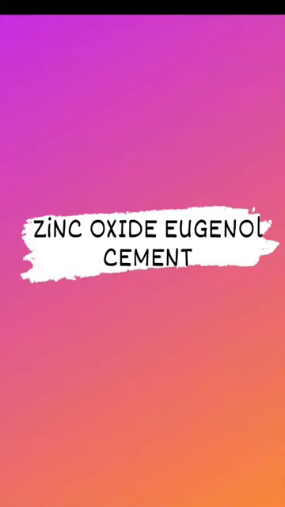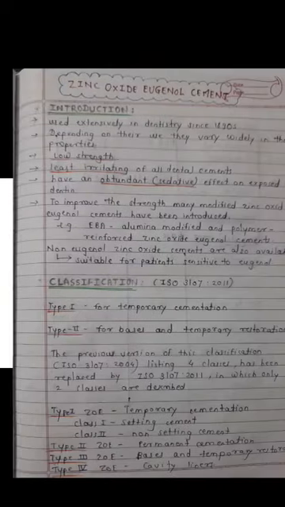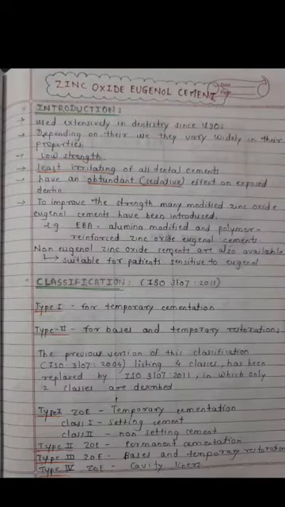Hi guys, so today we are going to start an important topic from the dental cements, that is zinc oxide eugenol cement. This is the zinc oxide eugenol cement which is available in various forms. Now we will start from the introduction.